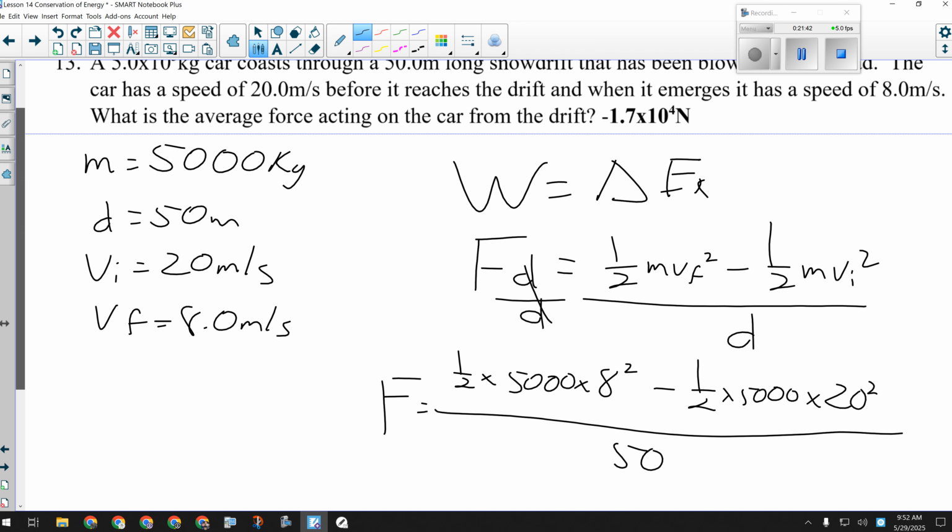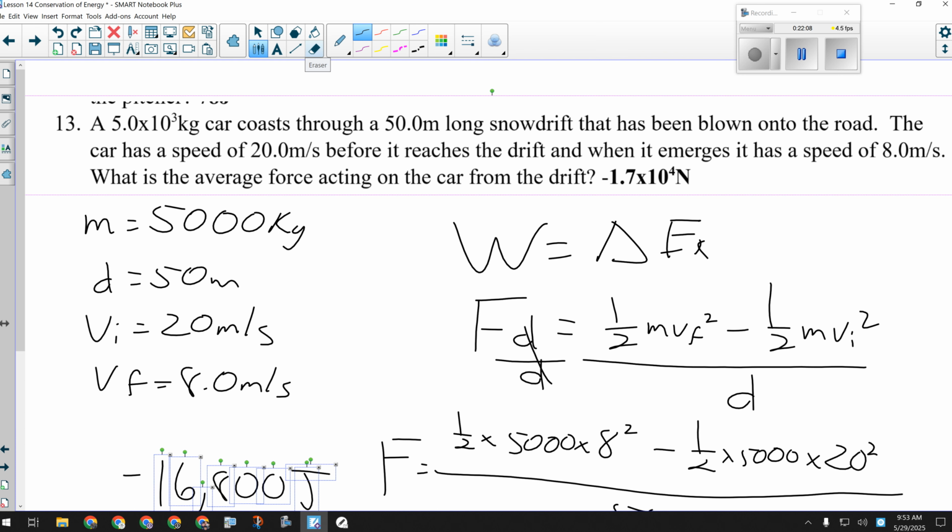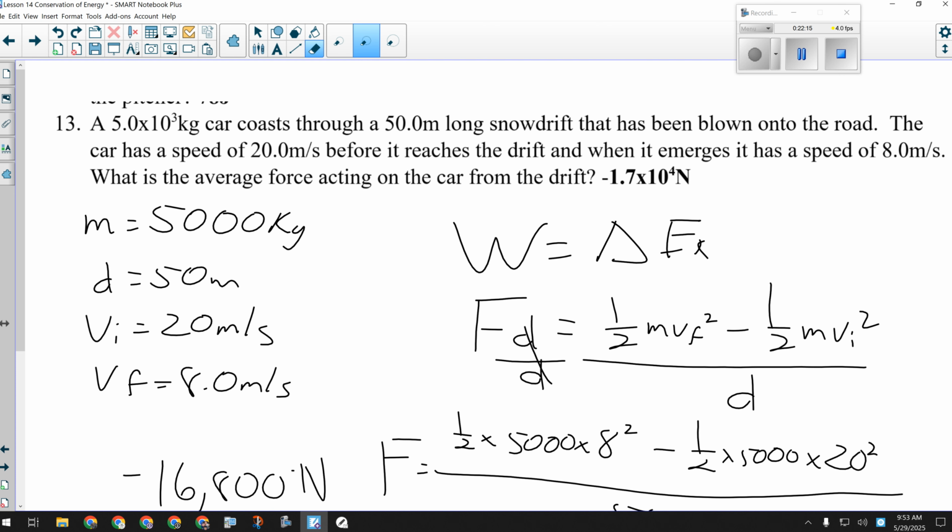Okay, so when we plug in our numbers here, I think it comes out to 16,800 actually, joules, which is rounded up in significant digits to 1.7. Okay, but it is negative when we do that because the final kinetic energy is smaller than the initial. Okay? Why is it joules? Oh, it's not. It's in newtons. Good catch. It is in newtons. Okay.